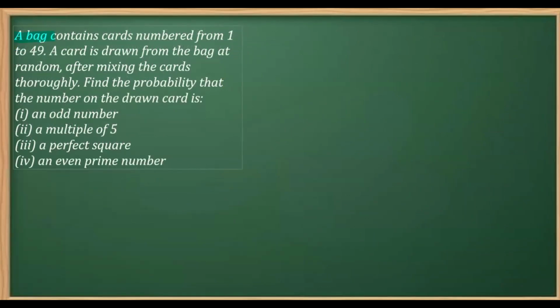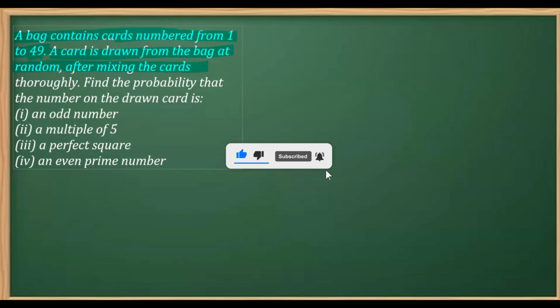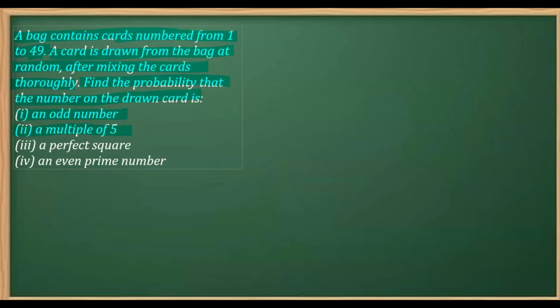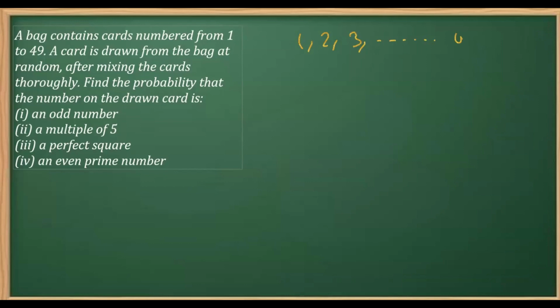In the second question, he says a bag contains cards numbered from 1 to 49. A card is drawn at random from the bag after mixing the cards thoroughly. Find the probability that the number on the card is an odd number, a multiple of 5, a perfect square, and an even prime number. Similar to the previous question, here the cards are numbered from 1. So 1, 2, 3, and so on, up to 47, 48, and 49.